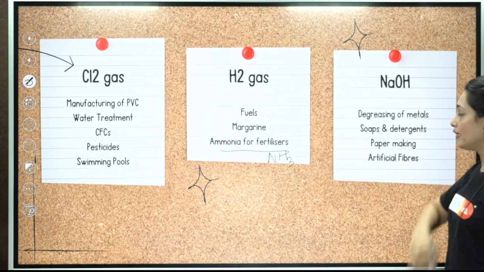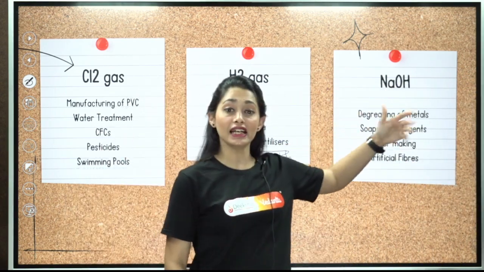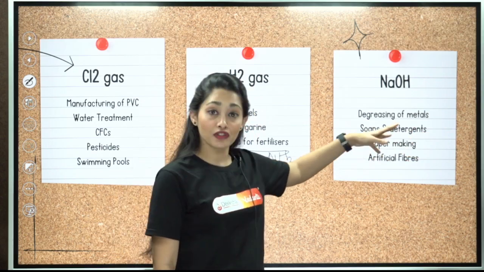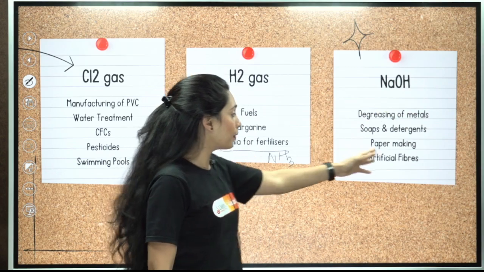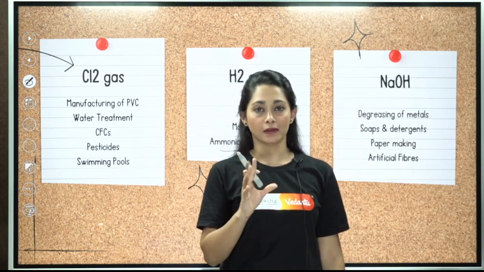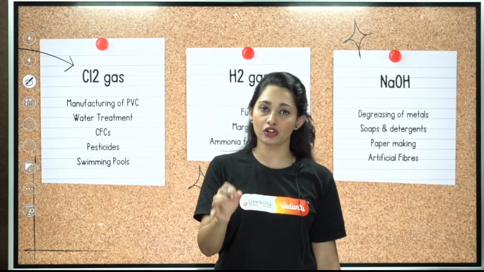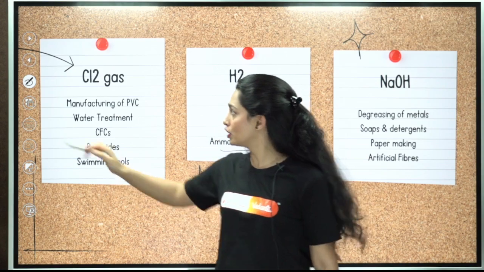And NaOH, caustic soda, is of immense importance. So it is used in degreasing of metals and in making of soaps and detergents. This is something that we have studied in carbon compounds. It is also used in paper making as well as artificial fibers. So all the three products from the chlor-alkali process are very, very useful.